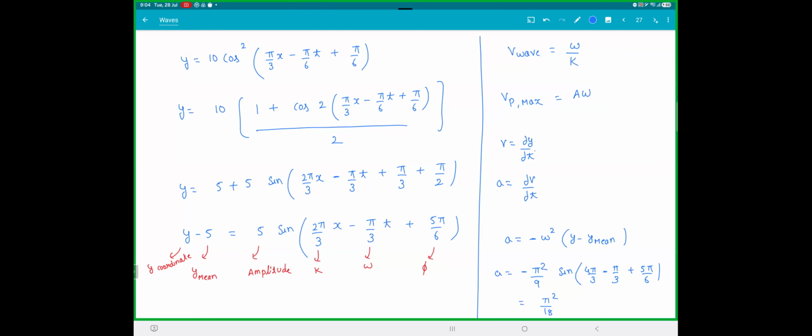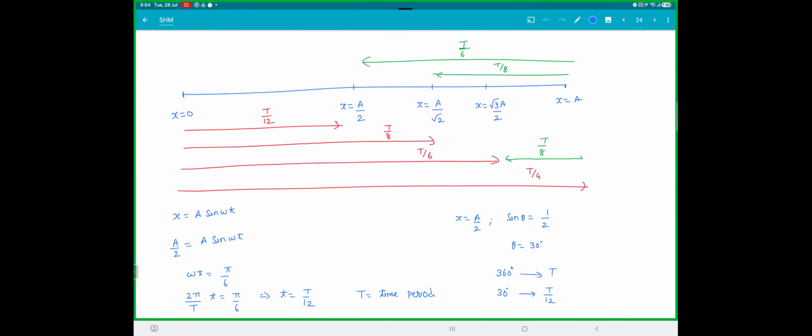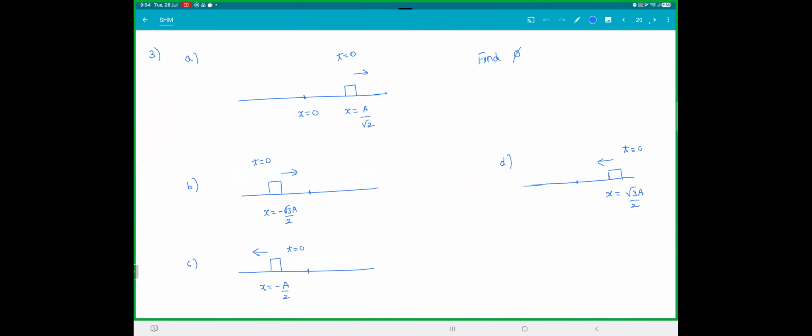Any doubts on this? All clear with this? So if I give you an equation, you can get all the data from there. You can get the particle speed, you can get the mean position, you can get everything. Any doubts on this? Please ask me. It's a pretty good one. We did something similar in SHM. It is a simpler one though.